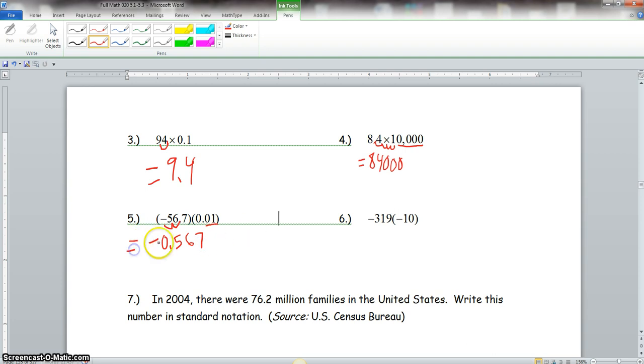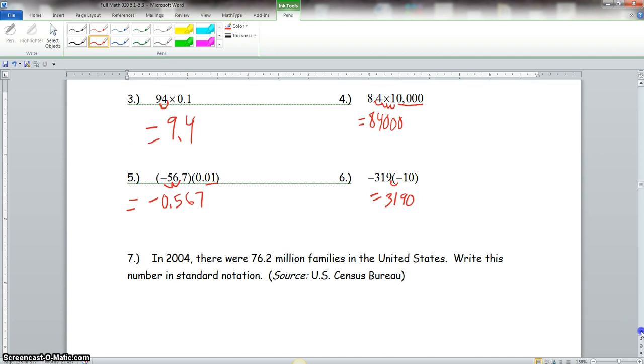Okay, now we moved to problem number 6. First of all, we have a negative times a negative, which is a positive, and we have 319 times 10. Now this 319 does not have a decimal at the end, but remember it's assumed to be a decimal right here at the last number. So we have to move that decimal 1 place to the right. So that would end up giving us 3,190.